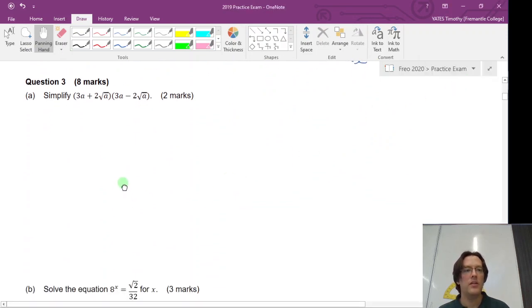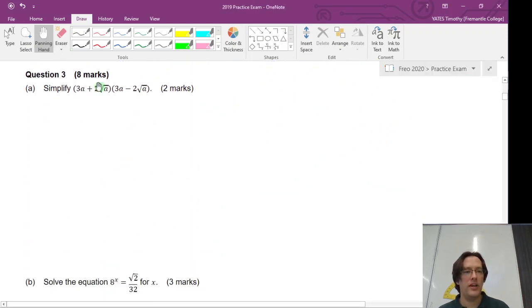So next up, we've got simplifying this. Now this is easier than it looks because we've got the same thing that's a negative on the other side, and it's just a difference of two squares. So all we've really got to do is 3a times 3a, that's 9a squared. Then it's 2 root a times 2 root a. It's going to be negative because there's one negative in there. That's going to be 4a. And that's our answer. Pretty straightforward.